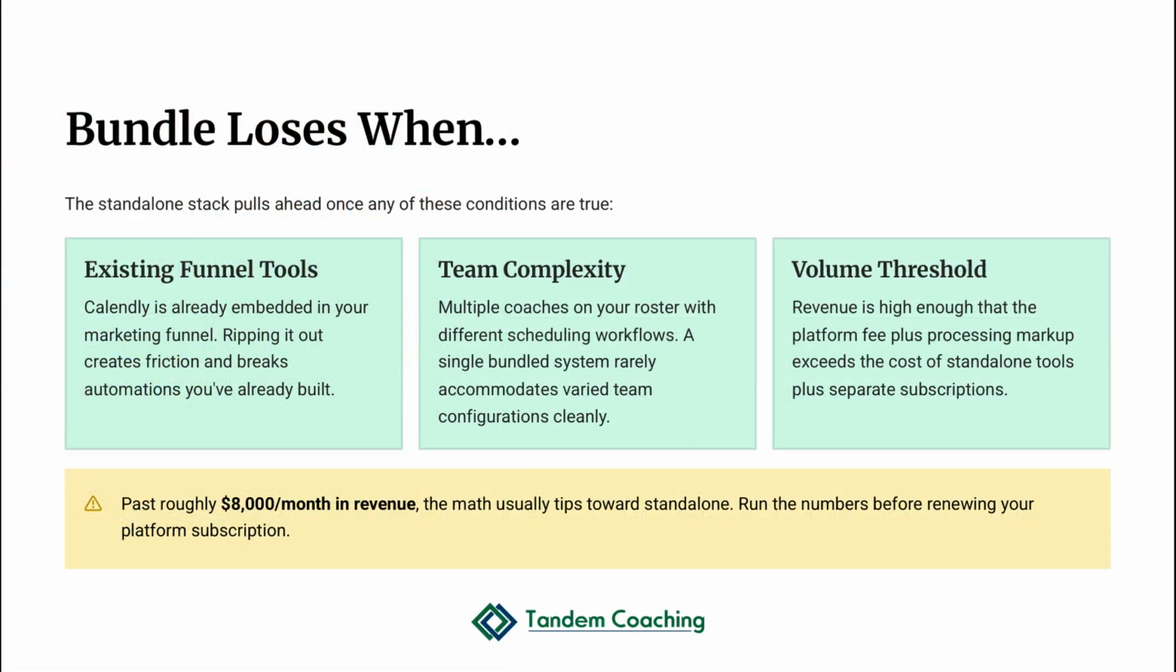Bundle loses in a different specific situation. You already have Calendly embedded in your marketing funnel, and migrating to the bundle scheduling tool means redoing landing pages and email signatures. You run a multi-coach team with workflows that diverge. One coach takes intake by phone, another by form, and the bundle assumes a single workflow. Your monthly revenue is high enough that the platform subscription plus the processing markup beats standalone plus separate tools on aggregate cost. Past roughly $8,000 a month of coaching revenue, the math usually tips towards standalone, though running your own numbers beats trusting that rule of thumb.